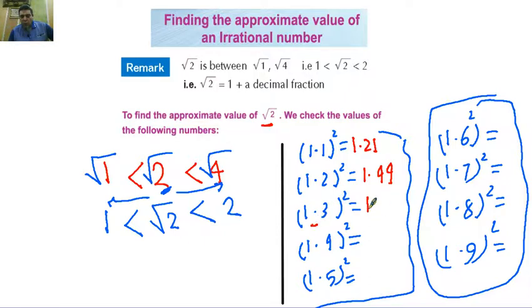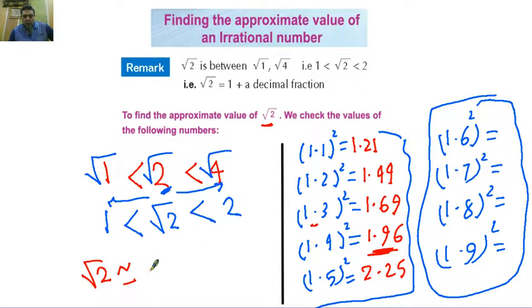1.3 squared equals 1.69. 1.4 squared equals 1.96. 1.5 squared equals 2.25. The closest number to 2 among these squares is 1.96. This is closest because 2.25 is greater than 2. Then the approximated value of square root 2 equals 1.4. This is the answer.